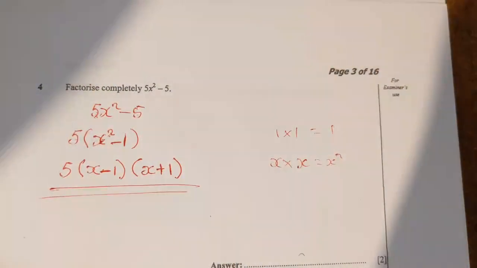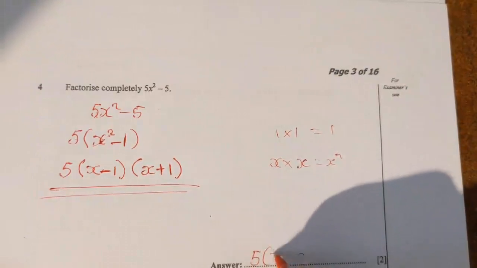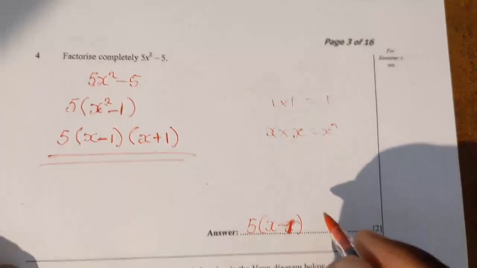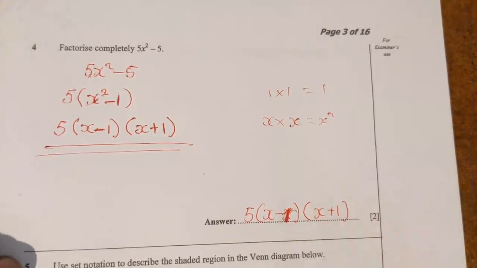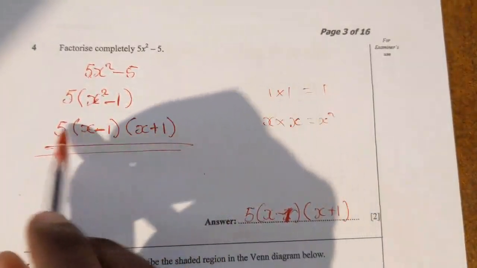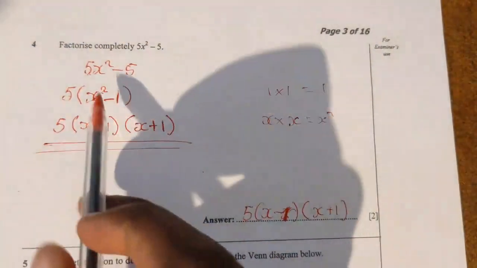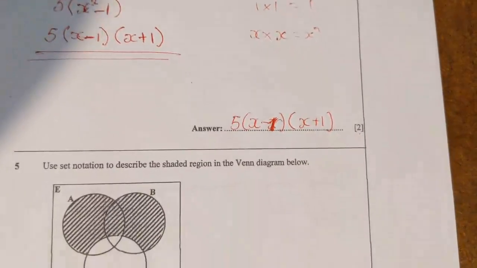I'm sure you've understood. So you just get the same answer, you put it here, 5 open bracket x minus 1, then x plus 1. So if you need to prove this answer, you can multiply these times that, then you multiply by 5, it will give you the answer. It will take you back to this one. So that is how you solve that question. So you have your 8 marks, 2 2 2 2, like that.